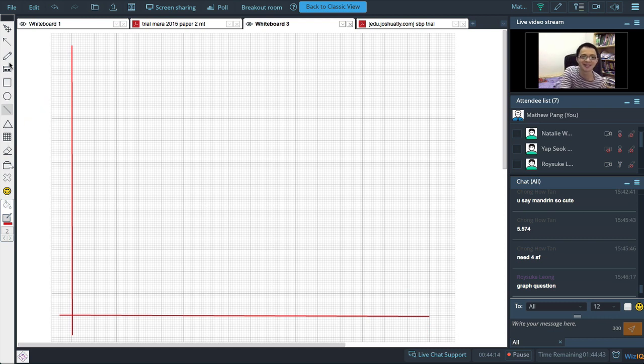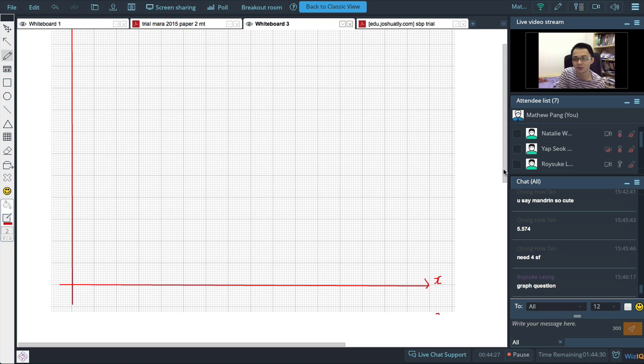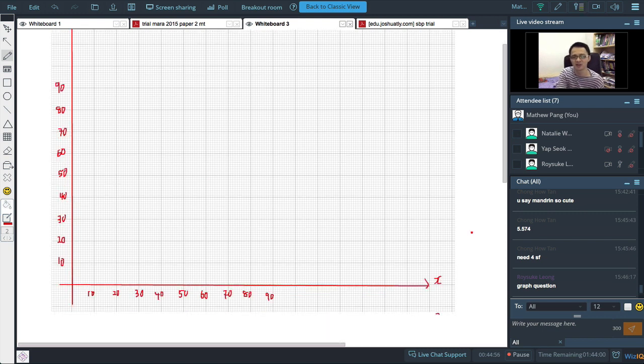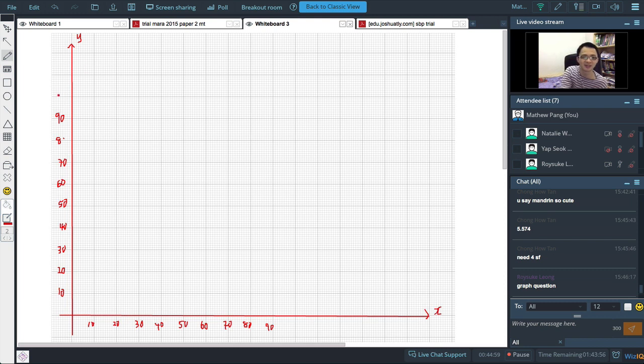So see, the question says this is y and this is x. The question said 2 cm equals 10. So I write my unit here. This is 10, this is 20, 30, 40, 50, 60, 70, 80, 90. I think the maximum is 90. This is 10, 20, 30, 40, 50, 60, 70, 80, 90. Because I remember SPM graphs are not so long, so maybe here I go until 100. And then I will need to have all my equations. I'm going to write them here also.